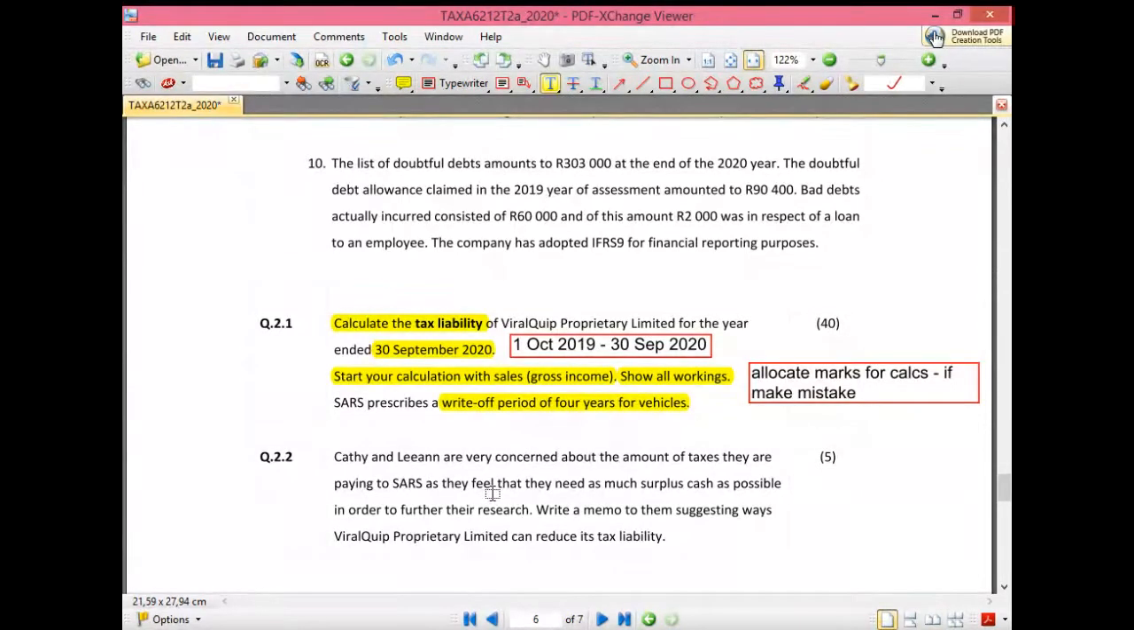Okay, so that's the first part, working out the tax liability. In part 2, they say the two shareholders are very concerned about the amount of tax they are paying to SARS, and they feel they need as much surplus cash as possible to further their research. So they want you to write a memo and suggest ways in which they can reduce their tax liability. As we go through the information, I want you to think about what they're saying and how we can potentially reduce the tax liability in terms of this question.